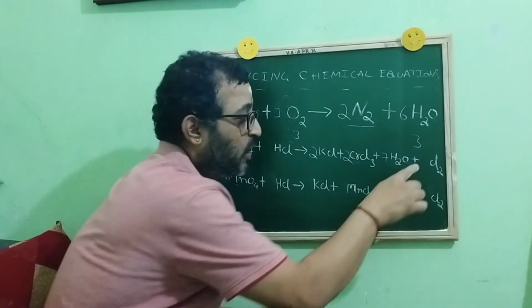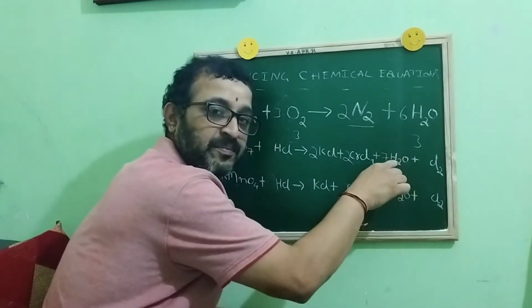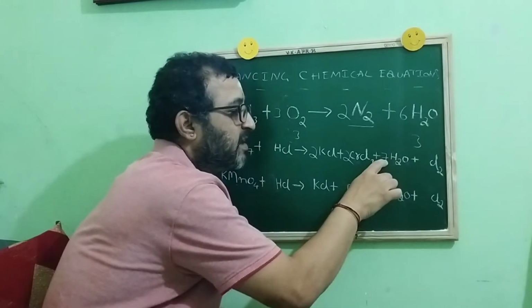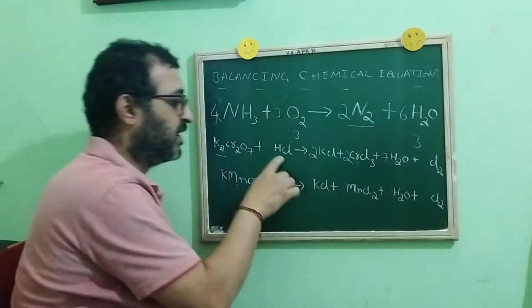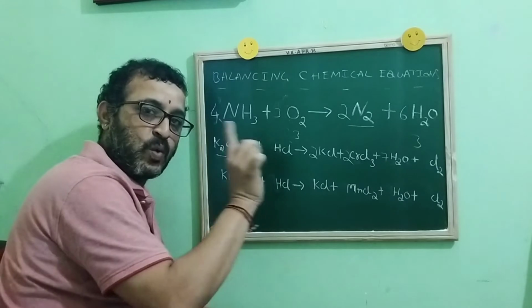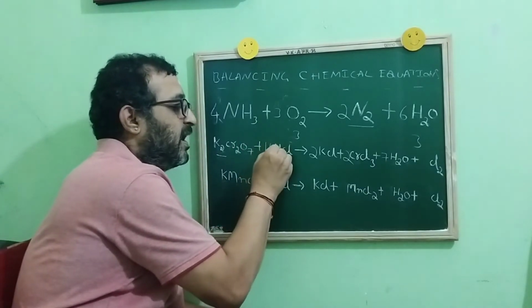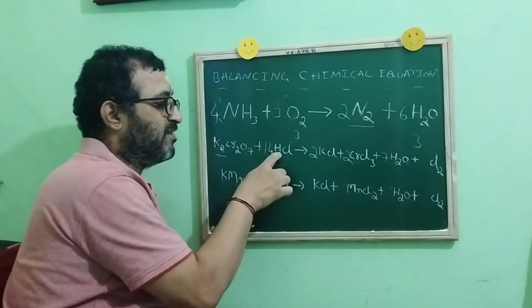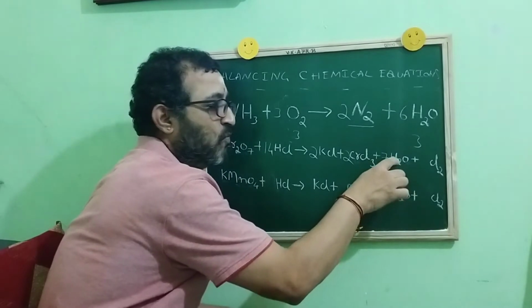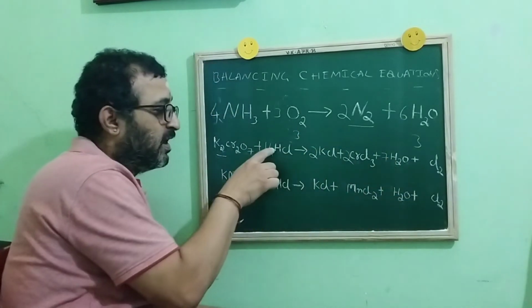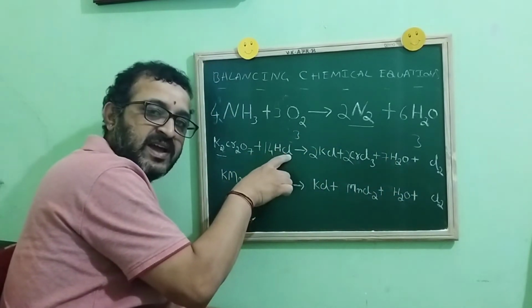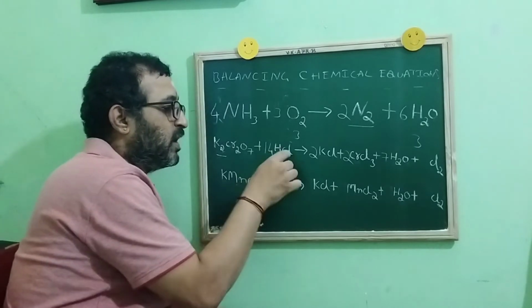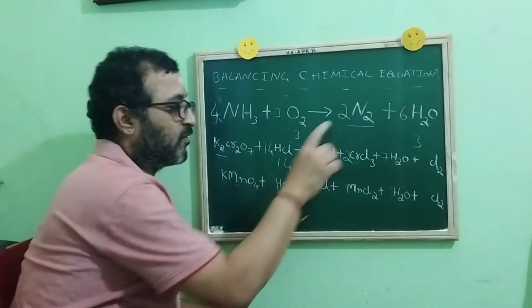Oxygen is balanced. Now along with oxygen who is there? Hydrogen. 7 twos are 14. Here we have how many hydrogens? 1. So what I'll do is I'll make it 14. So 14 ones are 14. 7 twos are 14. Hydrogen is also balanced. Now along with hydrogen who is there? Chlorine. 14 ones are 14, right?